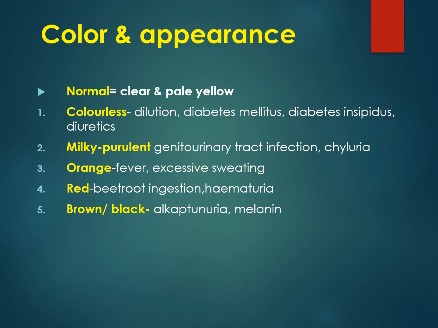Looking at the color of the urine, the normal color, as we said, is amber yellow, clear. It could be colorless if diluted, in diabetes mellitus patients, in diabetes insipidus; milky purulent in genitourinary tract infections, chyluria; orange in some fever, breakdown of tissues in the urine, excessive sweating; red if beetroot ingestion or hematuria; and brown or black in alkaptonuria. In alkaptonuria, melanin pigments could give the color of black urine, so think of that.